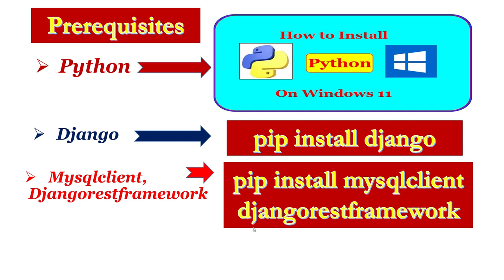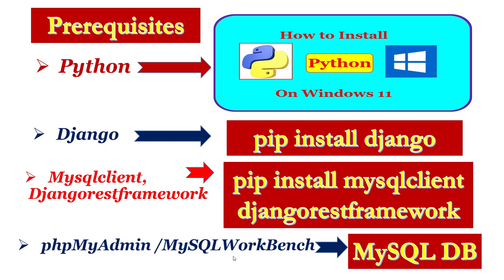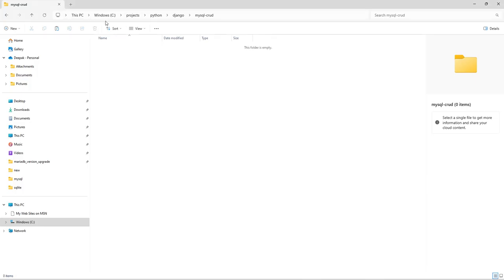And next, like the Django REST framework we need to install. This is the REST framework which will help us to create and build CRUD APIs in Python. You can either use phpMyAdmin or MySQL Workbench to create a MySQL database. So these are some prerequisites you need to install or you need to be ready with. So without any further ado, let us jump into the coding part now.